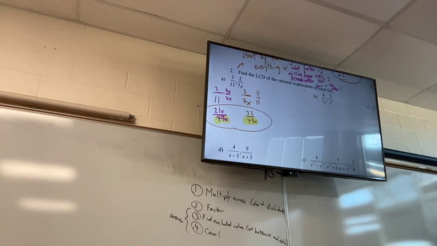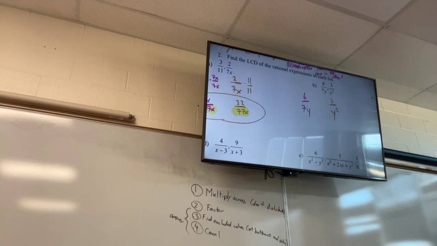So let's do the second one the same way. I'm going to have that pink fraction on the left. I'm going to call the one on the right the orange fraction. Okay. What is the pink fraction missing that the orange denominator has? Y squared. So how do we get this to be y squared down here? We're going to multiply the top and bottom by y. 6y over 7y squared. Okay.